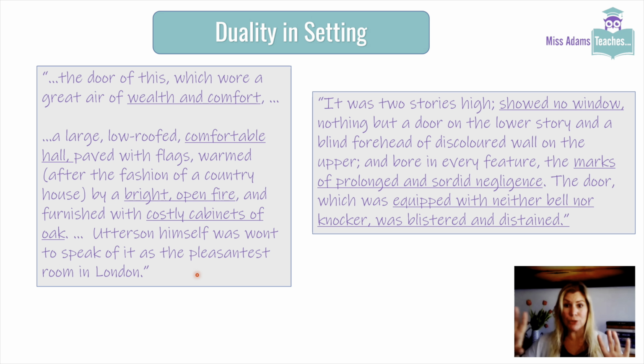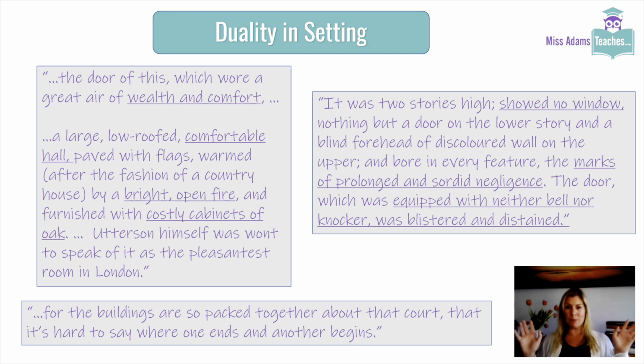If you look at what Enfield and Utterson are chatting about in the square, I think it's Enfield, remarks the buildings are so packed together about that court that it's hard to say where one ends and another begins. I.e., let's say that the house is a symbol for Jekyll, with the front of the house being his good parts and the back of the house being his bad parts, and therefore also Hyde. If it's difficult to see where one begins and one ends, you could argue that that's saying, well, to what degree is the house full of goodness and to what degree is the house full of darkness?